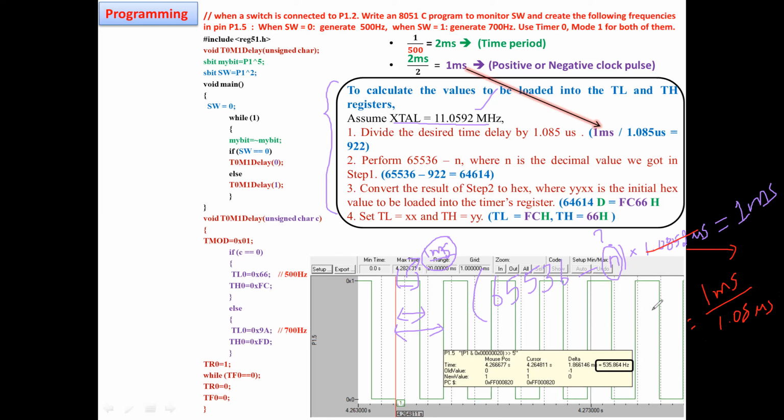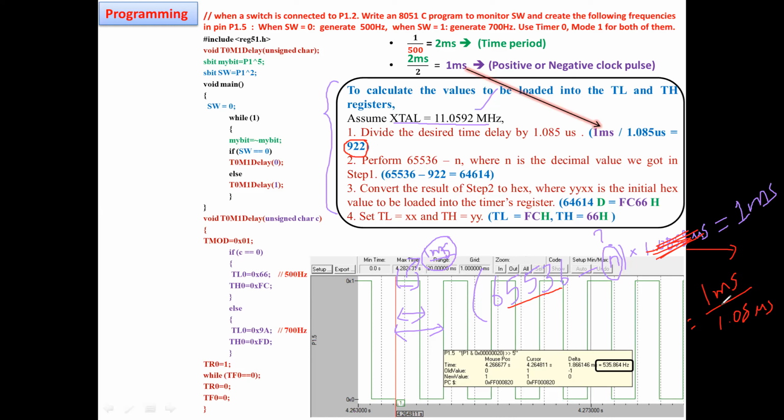So once you have brought it to the denominator, what is the value you have? 922. Okay. So this value is always used in timer mode 1. This is because the timer mode 1 register has a maximum value of FFFF, that is 65,535 in decimal. Actually 65,535 plus 1 is added for rollover, that is from FFFF to 0.